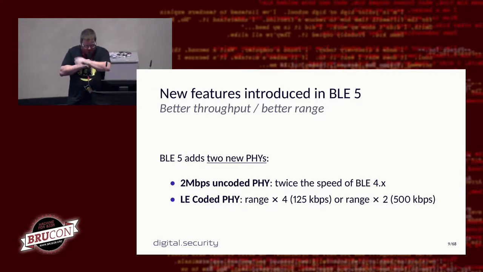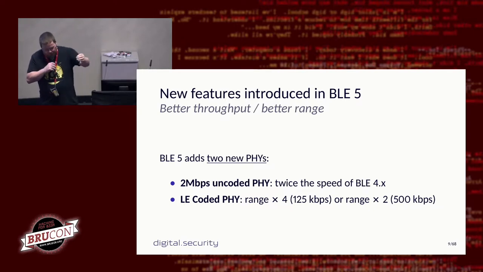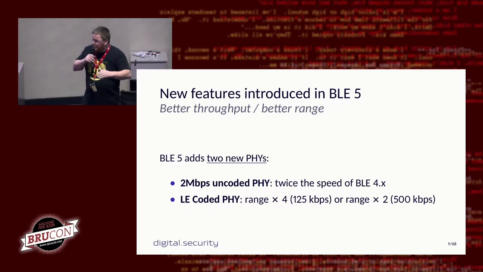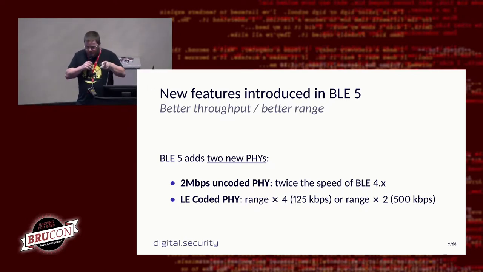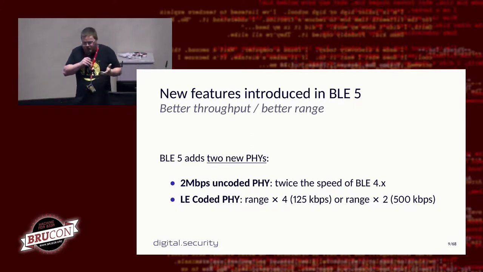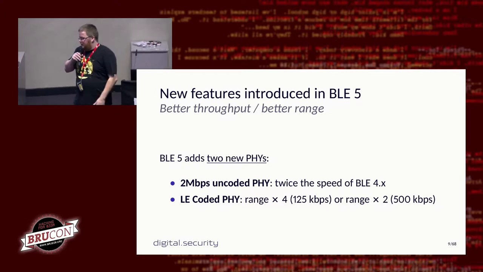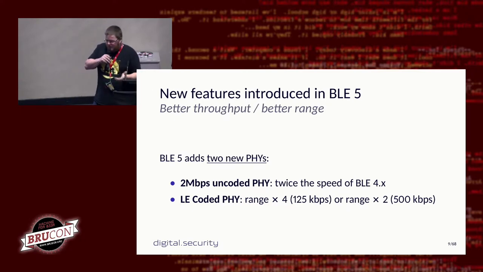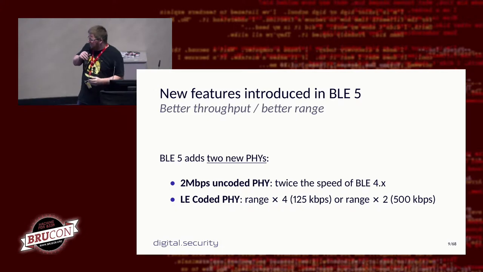Another PHY has been introduced, the LE Coded PHY, which is a bit messy, as we're going to see when we look at the packet on the next slide. But in fact it increases the range, so you can send packets further. The drawback is that you cannot send packets further at high speed; you need to downgrade the speed. So there are two possibilities here. The first one is a range multiplied by 4, so up to 240 meters, but you have to send data at a bit rate of 125 kilobits per second. Or you can send data up to 100 meters, at 500 kilobits per second. This is faster, but you cannot go further with this version of the PHY.